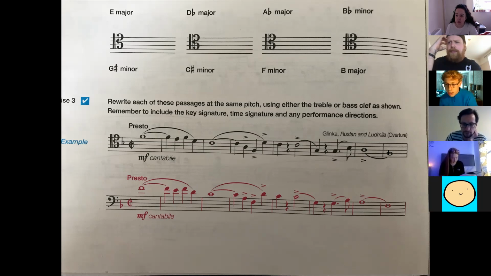It's F. It's an F. And is this an F on the bass clef? Yeah, perfect. Okay, so that's the example it's giving you. Now, if you have a look, all the performance directions are in there. So it does say that in the questions as well. Remember to include the key signature, the time signature, and any performance directions.